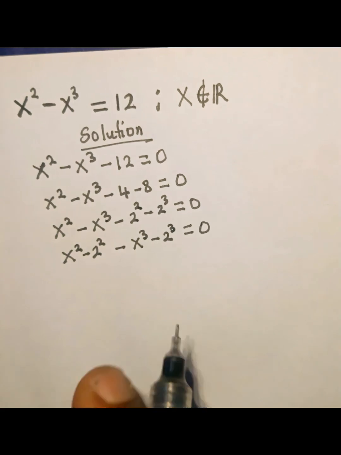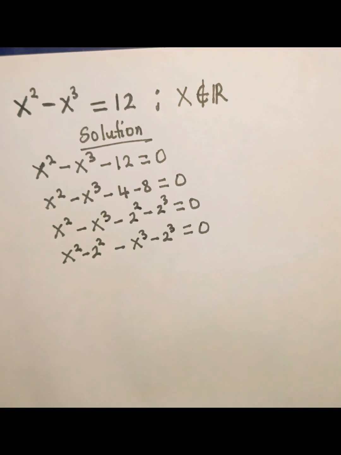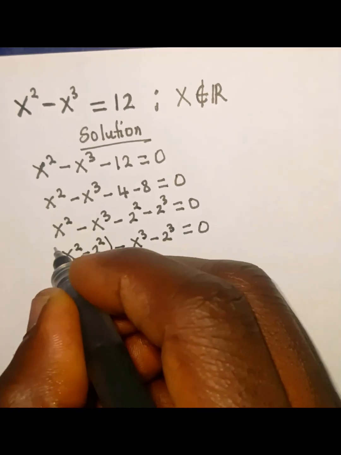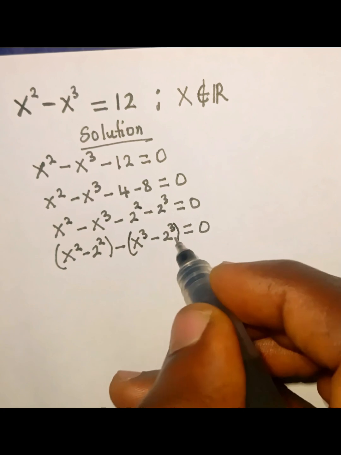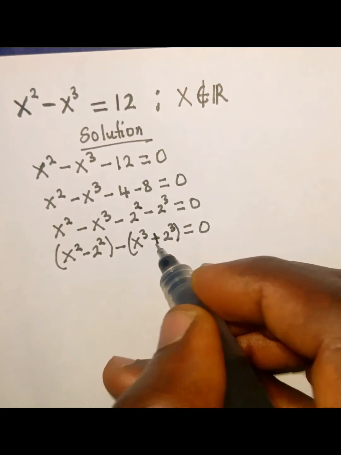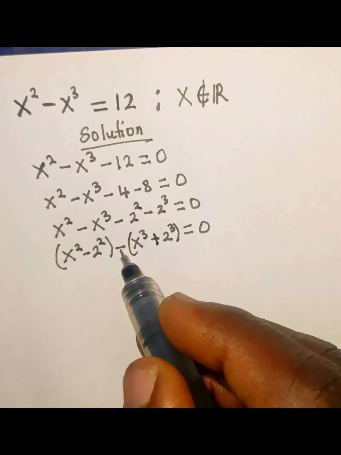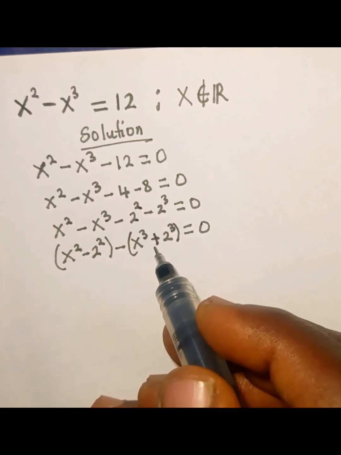Now the next thing we're going to do, we're going to group the whole expression on the left hand side into two groups. We group the first two terms and we group the last two terms. But when you introduce the bracket, we're going to change this to plus so that when you use this negative to multiply by this plus, it's still going to give us negative.